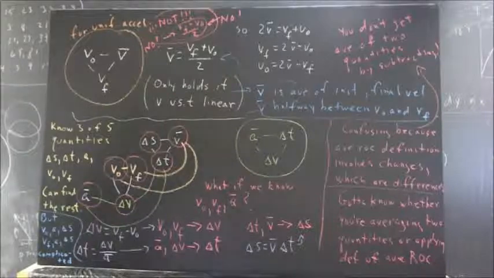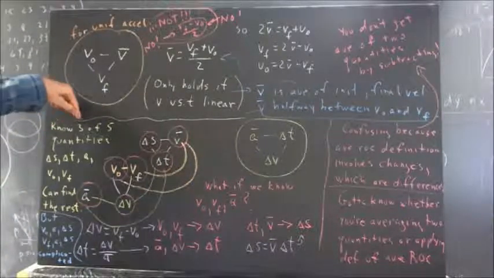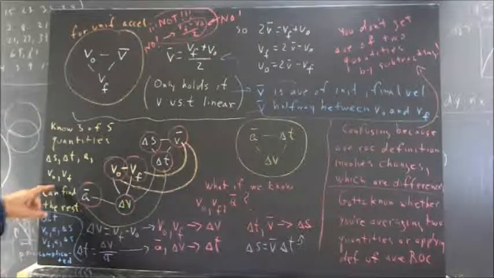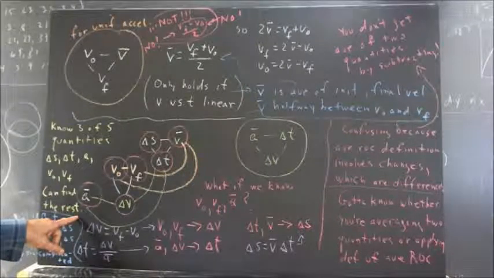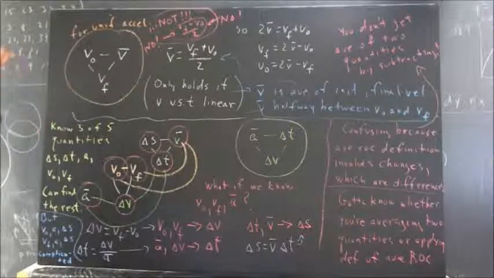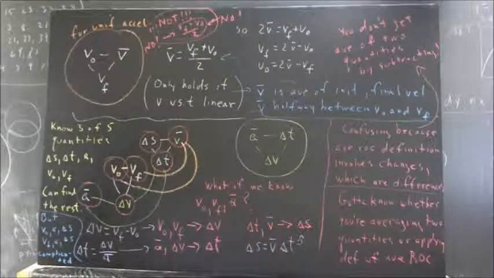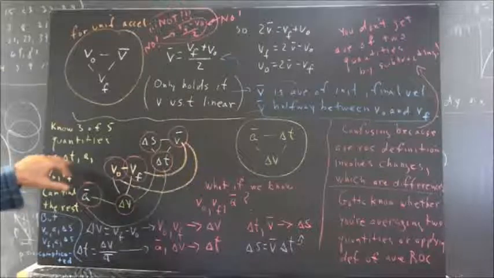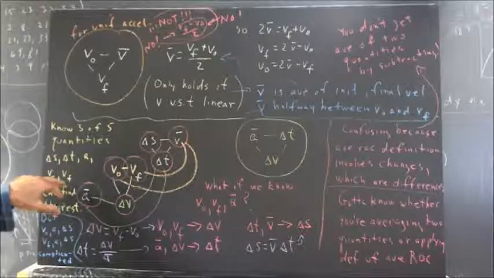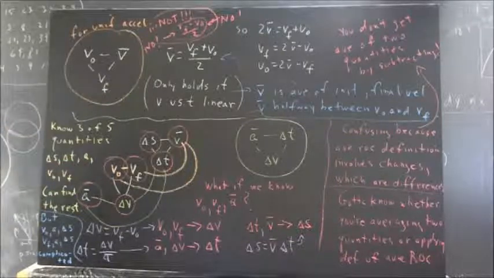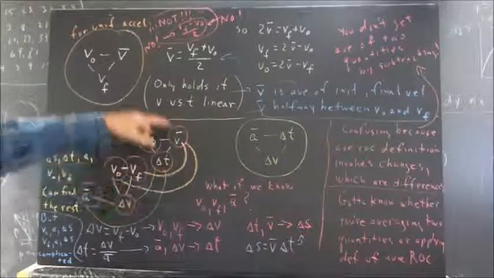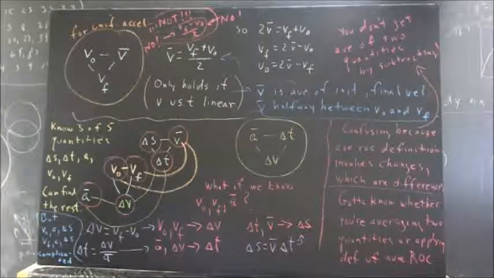Now, as we will see, it turns out that if you know 3 of the 5 quantities, delta S, delta T, A, V naught, and VF, then you can always find the values of the rest. And there are actually 10 possible combinations of three of these 5 quantities: delta S, delta T, A; delta S, delta T, V naught; delta S, delta T, VF; delta T, A, V naught; etc. In 8 of those 10 cases, you can just do everything by the simple relationships that are involved in this picture. But there are 2 cases.